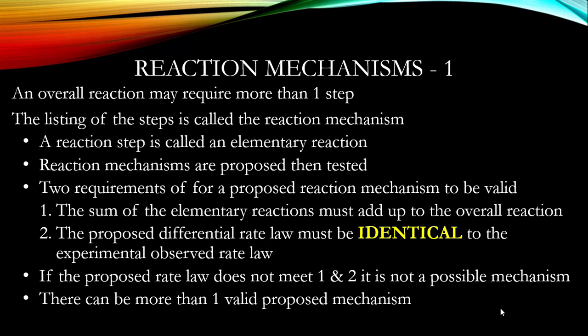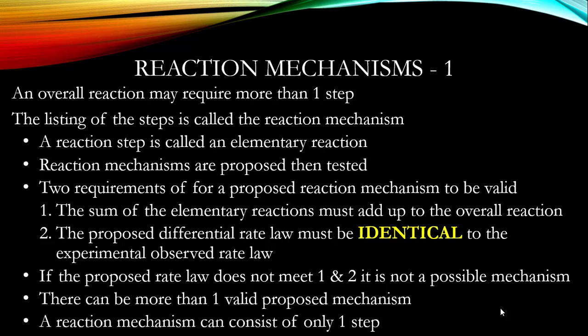If the proposed rate law does not meet either one of these requirements, it is an invalid reaction mechanism. There can be more than one valid proposed reaction mechanism, and to determine the correct one requires experimental investigation, which we won't go into. And it is possible for a reaction mechanism to consist of only one step.